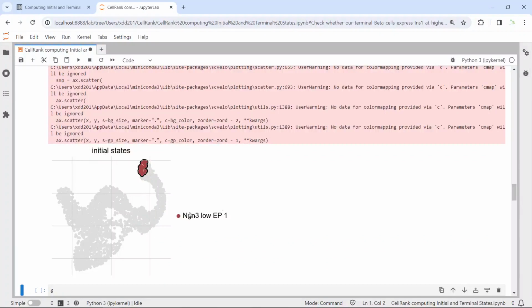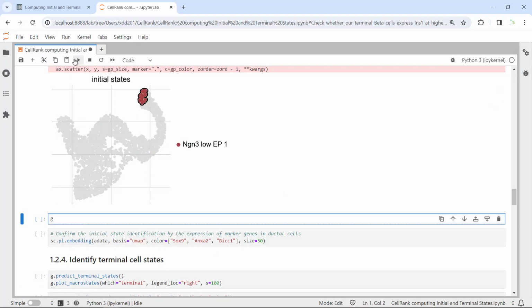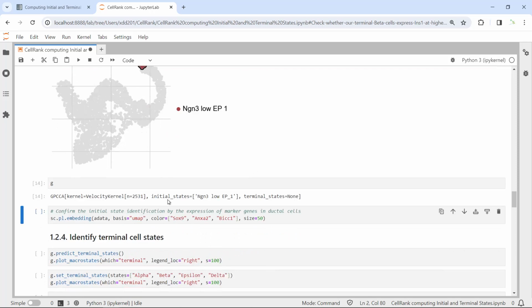You can see NGN3 low expression progenitors 1 has been identified as the initial cell state. If we have a look at the estimator now, you can see we have the initial state as NGN3 low expression progenitors subpopulation 1, but we don't have the terminal cell state at the moment. So we can confirm the initial state identification by the expression of marker genes in the ductal cells.